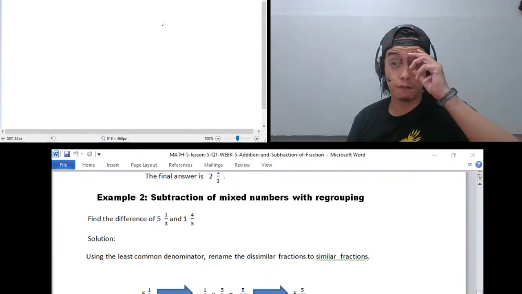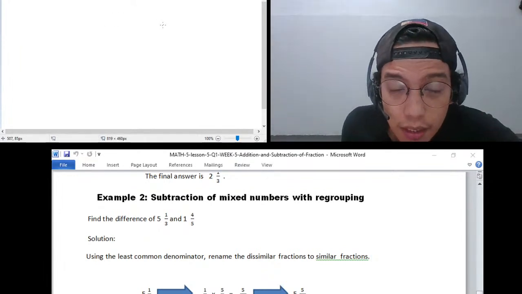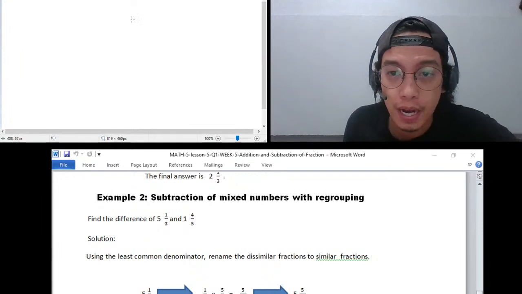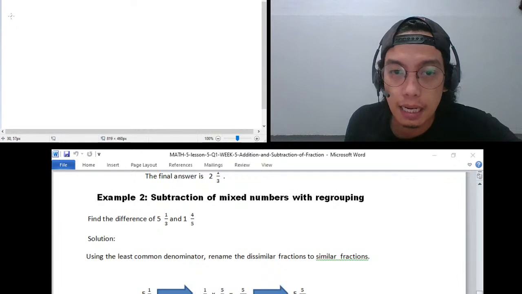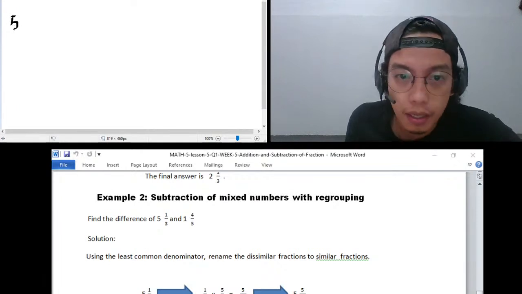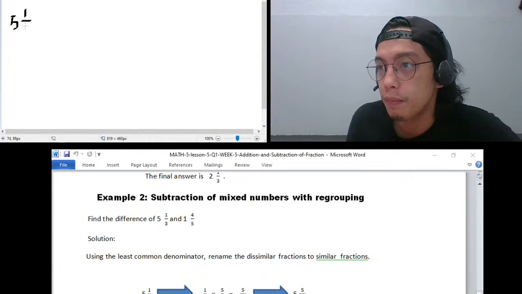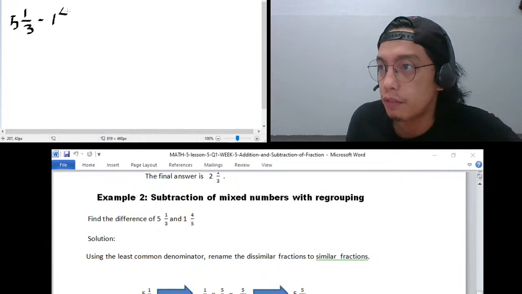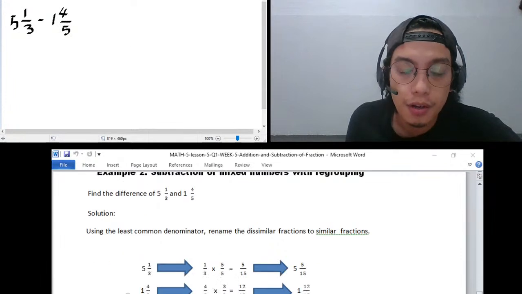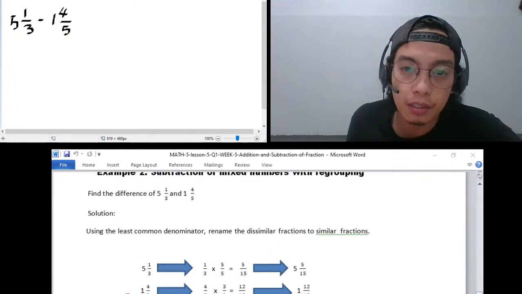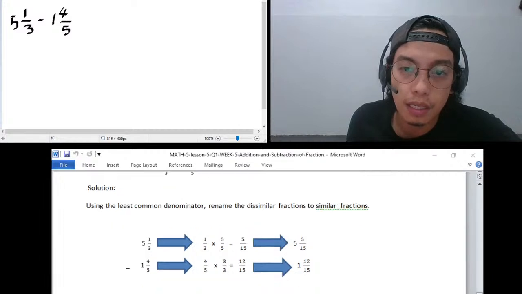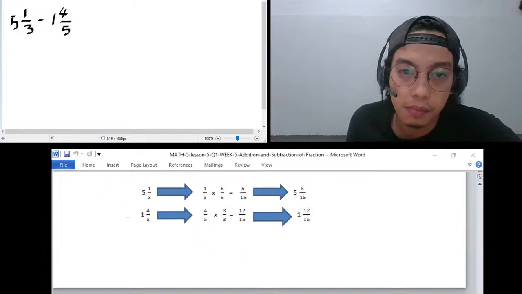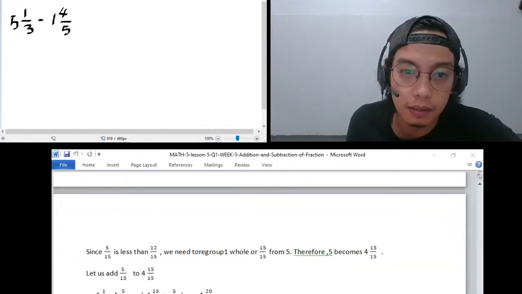Okay. Find the difference of 5 and 1/3 and 1 and 4/5. So let's write down 5 and 1/3 minus 1 and 4/5. Let's read the suggested solution. Using the least common denominator, rename the dissimilar fraction into similar fractions. So 1/3, imo siyang ilas ang gihimo og similar fractions. Ang duwa. And then gi-minus together.